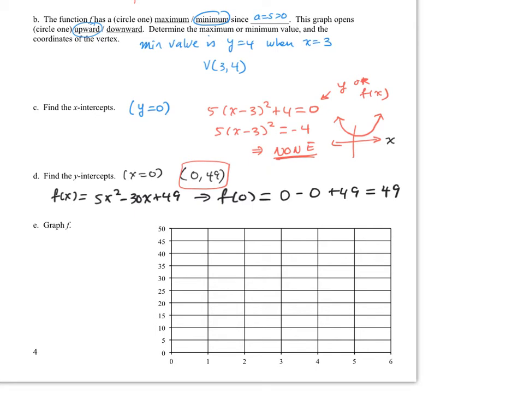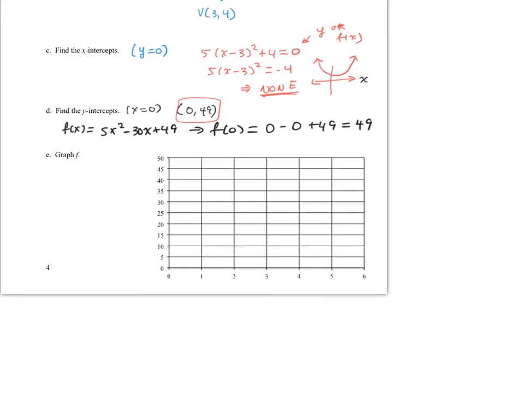You can also use this, plug in x equals 0. So you plug in 0, you will get minus 3. Minus 3 squared is 9. Times 5 is 45. Plus 4 is 49. But it's more work to find the y-intercept from here than it is from here. Now the last thing you have to do is the graph. And you should always start with the graph with the vertex. Remember, the vertex was the point (3, 4).